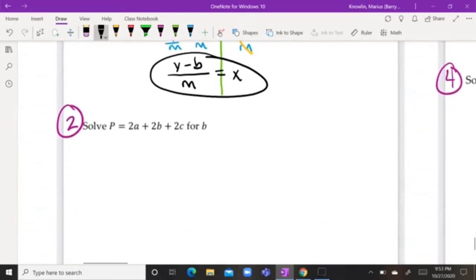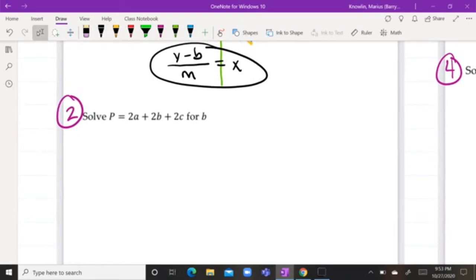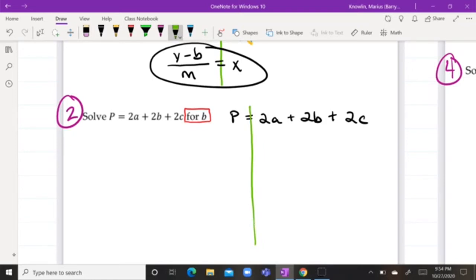Let's take a look at this second equation down here. It says solve p equals 2a plus 2b plus 2c for b. So once again, we're solving for b, right? So I'm going to go ahead and rewrite my equation. We have p equals 2a plus 2b plus 2c. Okay, we're going to draw a line down the middle of the equal sign. And now the variable that I'm solving for is b, but the term that I want to isolate to get it by itself is the positive 2b.